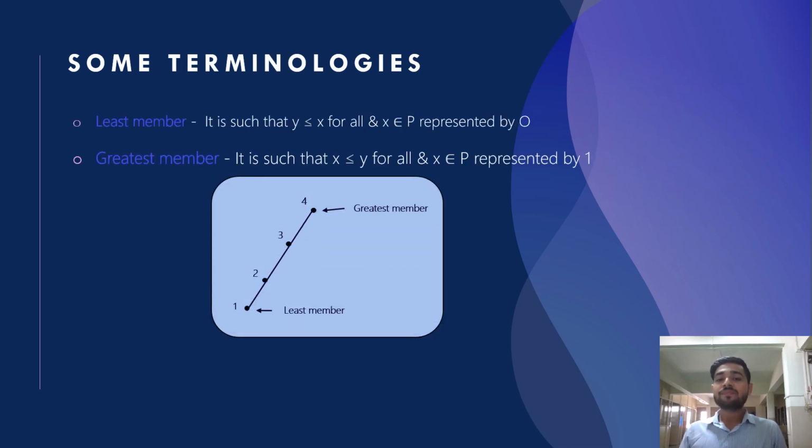From this diagram, we can understand the least member and the greatest member. First, the least member is such that y relation x for all x belonging to P, represented by 0, and the greatest member is such that x relation y for all x belonging to the P, represented by the 1.